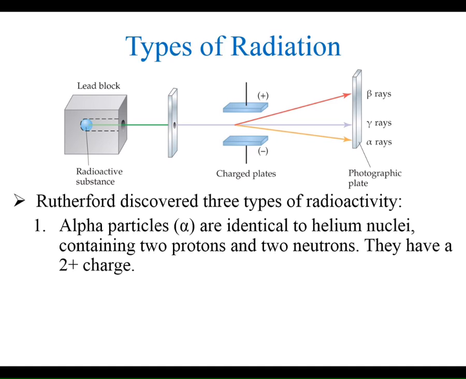Alpha particles are identical to helium nuclei. So helium is number 2 on the periodic table, right? So it has 2 protons, also 2 neutrons, and again, no electrons, so it means it's 2 positive. So yes, that is a big particle.